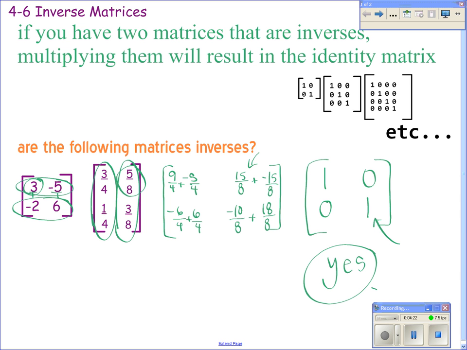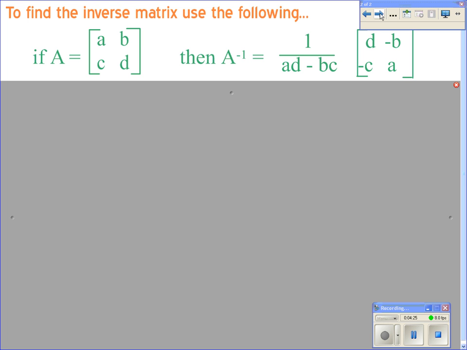All right, so here's how you find the inverse of a matrix. So we'll write this down. So if your matrix is A, B, C, D, here's how we find the inverse. We're going to take 1 divided by AD minus BC. What does AD minus BC remind you of? A times D minus B times C. That is the determinant. Okay, that's why we learned that in the previous section.